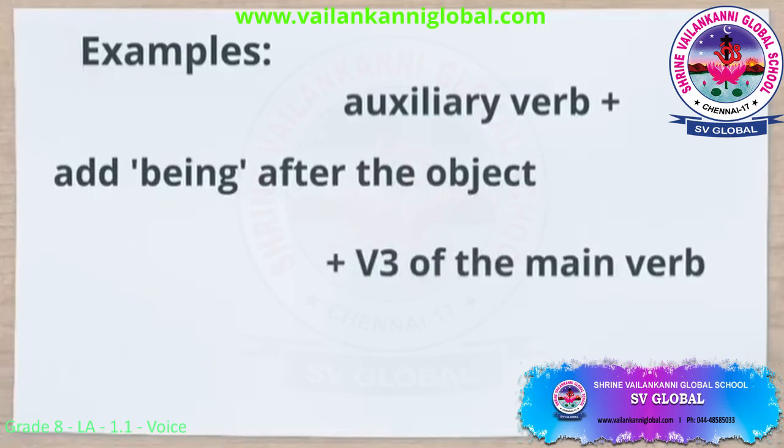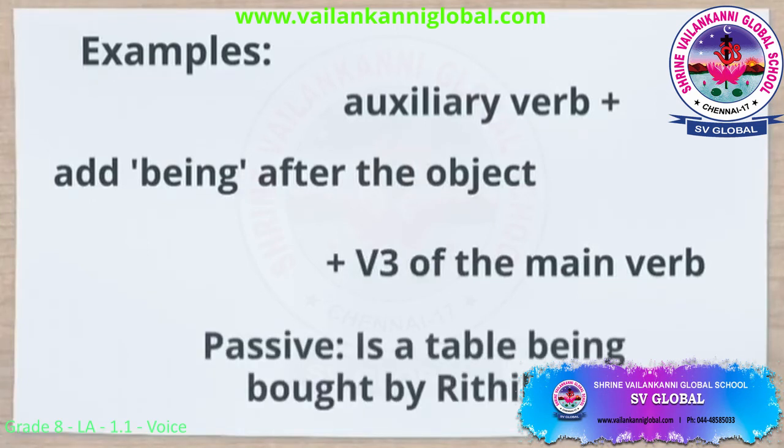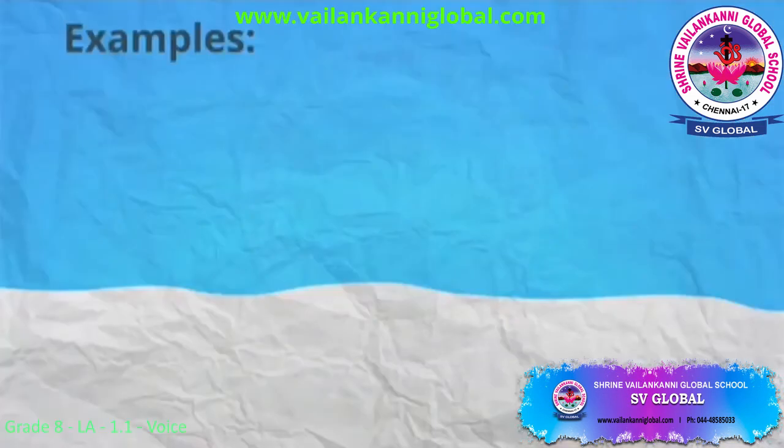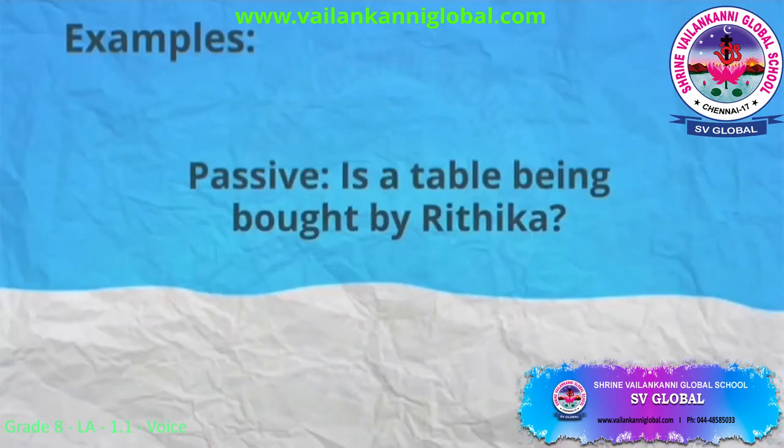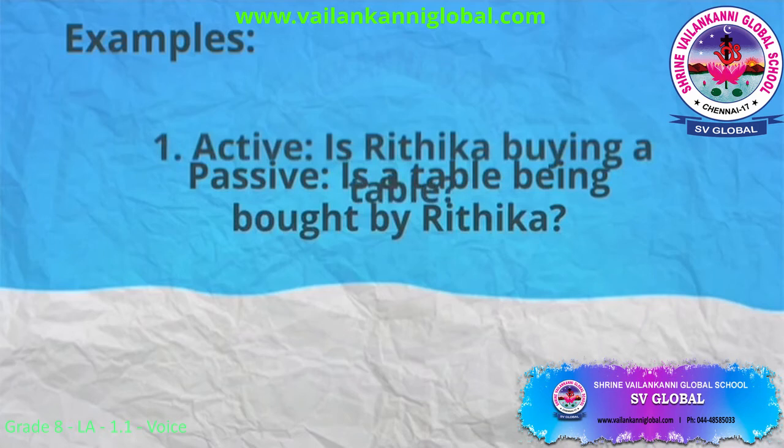Then add by, then add the subject, which is Ritika. And now what is the completed answer? Is a table being bought by Ritika, which has auxiliary verb plus object plus being plus by plus subject. That is passive form.